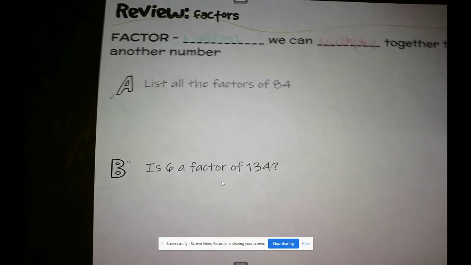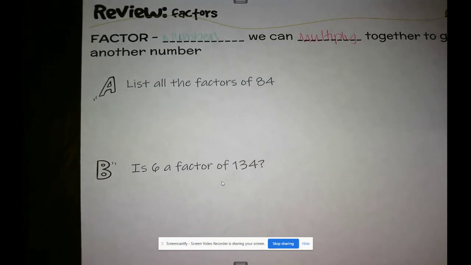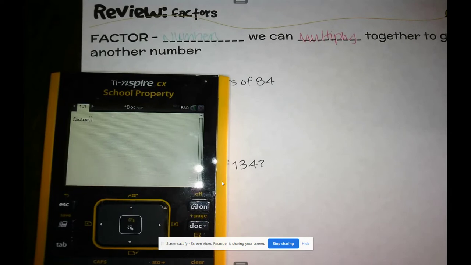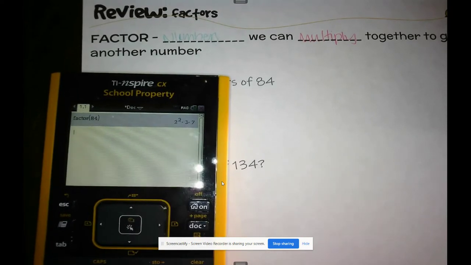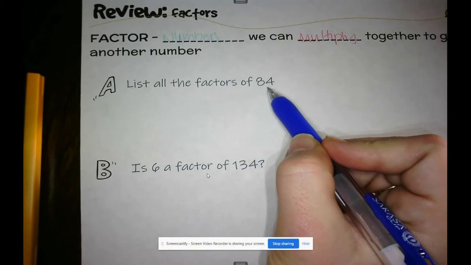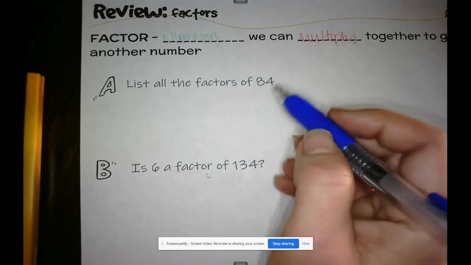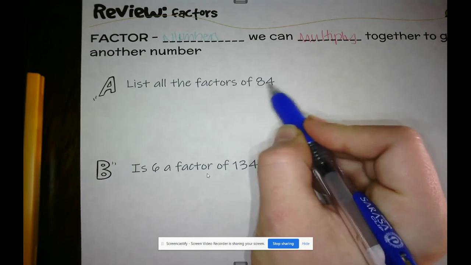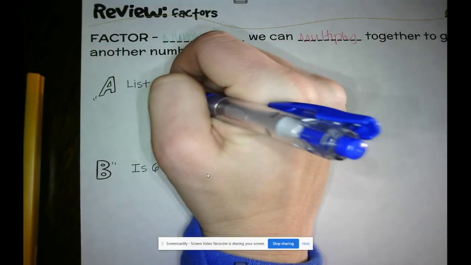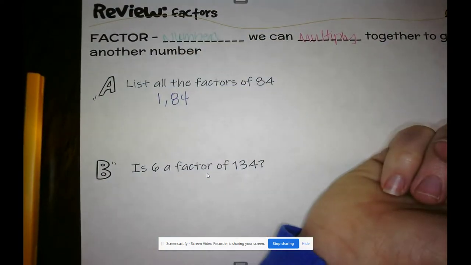So list all the factors of 84. This is all of the factors, we're not just talking about prime factors. So I'm not just going to turn on my calculator and say menu 3 and type in 84. This gives me the prime factors. I want all of the factors. So what do I know? Remember, everything is a factor of 1. So 1 times what gives me 84? Well, that's 84.